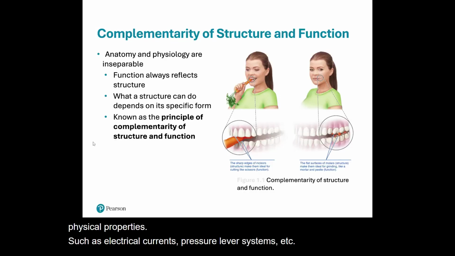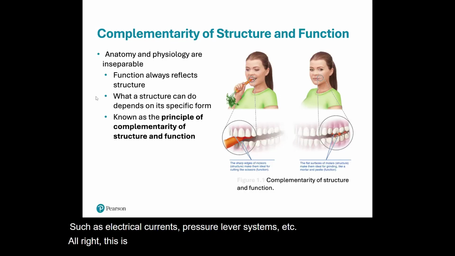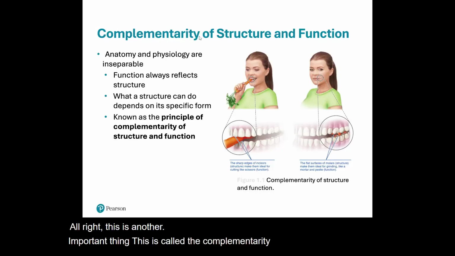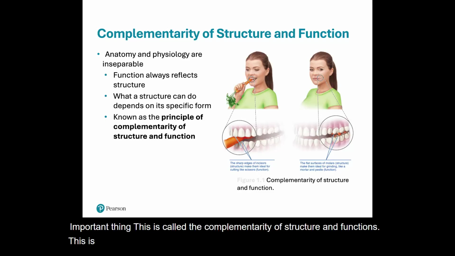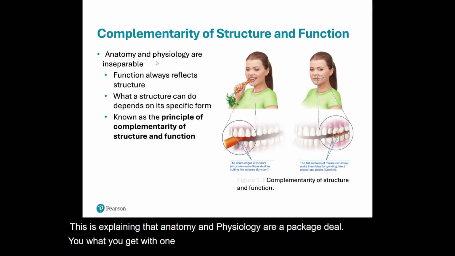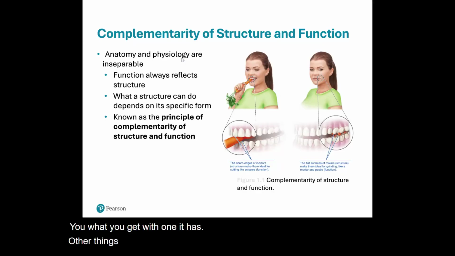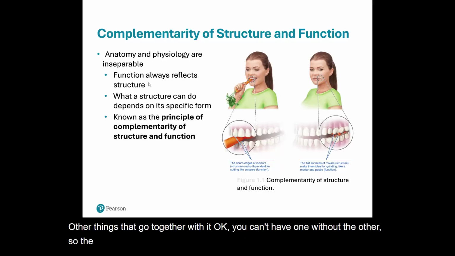All right, this is another important thing. This is called the complementarity of structure and function. This is explaining that anatomy and physiology are a package deal. What you get with one, it has other things that go together with it. Okay, you can't have one without the other. So the function always reflects the structure.